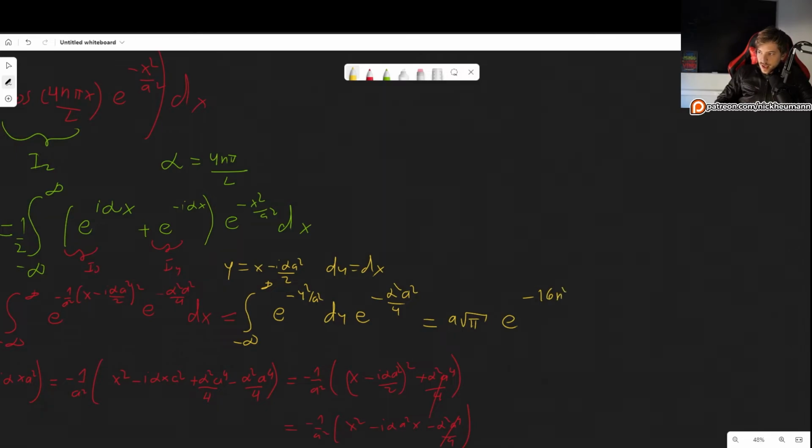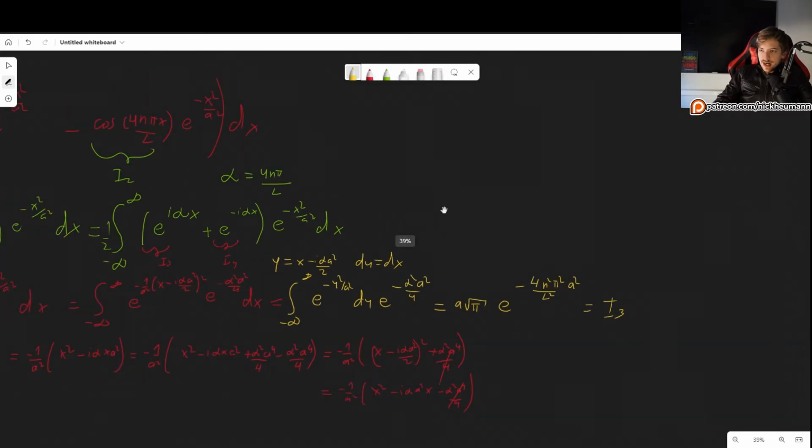Alpha squared is 16 n squared pi squared divided by L squared. And then we have a squared divided by 4. So the divided by 4 will turn this 16 into a 4. Okay, so this is I3.